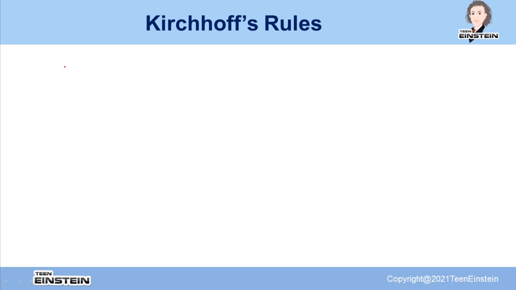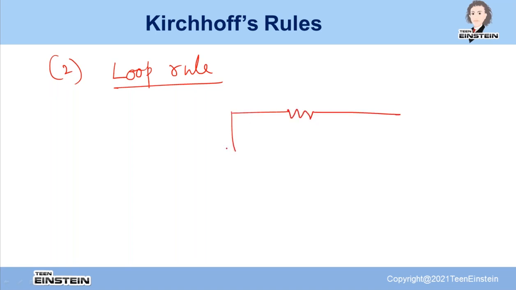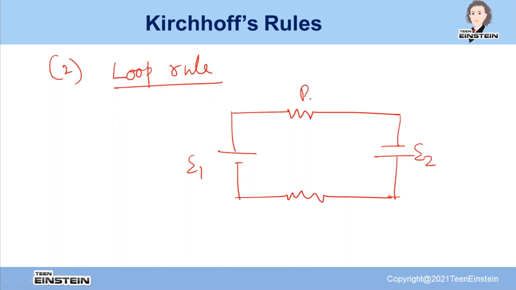Loop rule. As I showed, maybe you can think of this as E1, this as E2, battery EMF, this is R1, R2. So this is a complete loop.